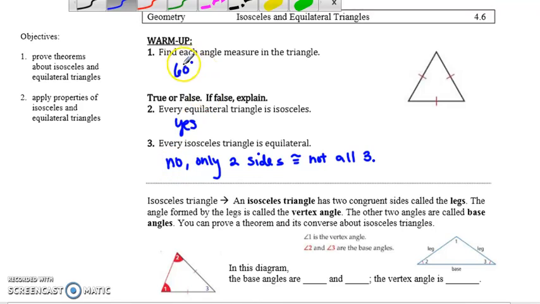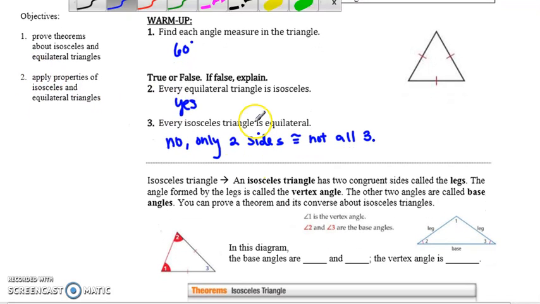All right, so 60 for each angle. Since it's equilateral, it's equiangular, and those are all 60. Every equilateral triangle is isosceles. Yes, true. And every isosceles triangle is equilateral. Well, no, false. Only two sides can be congruent, not all three.